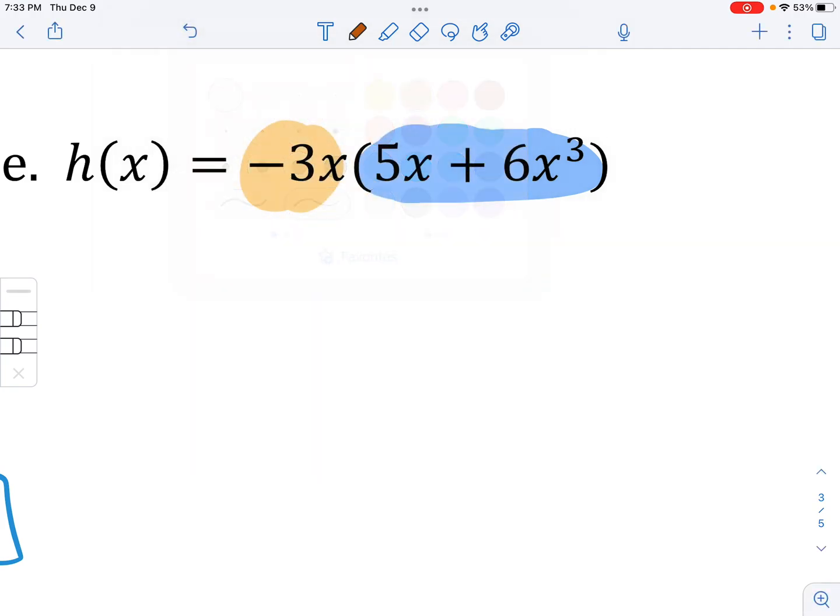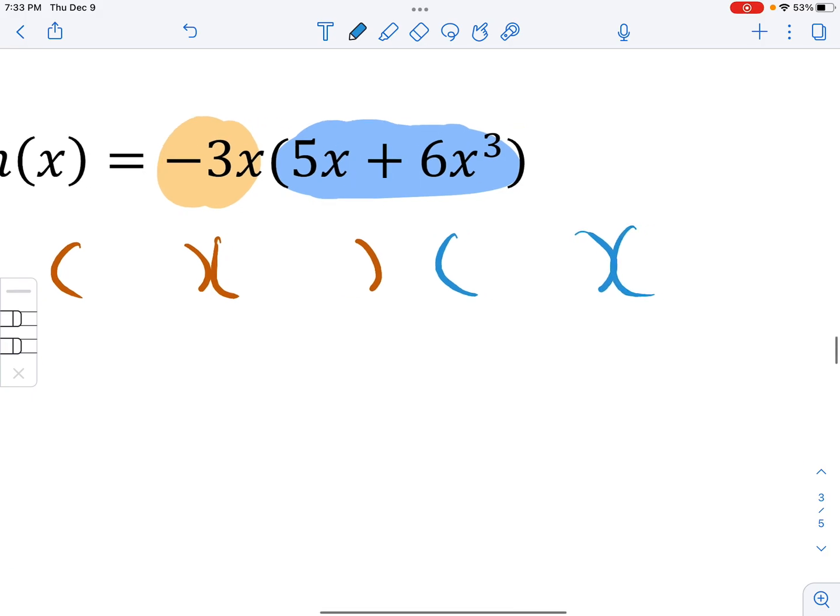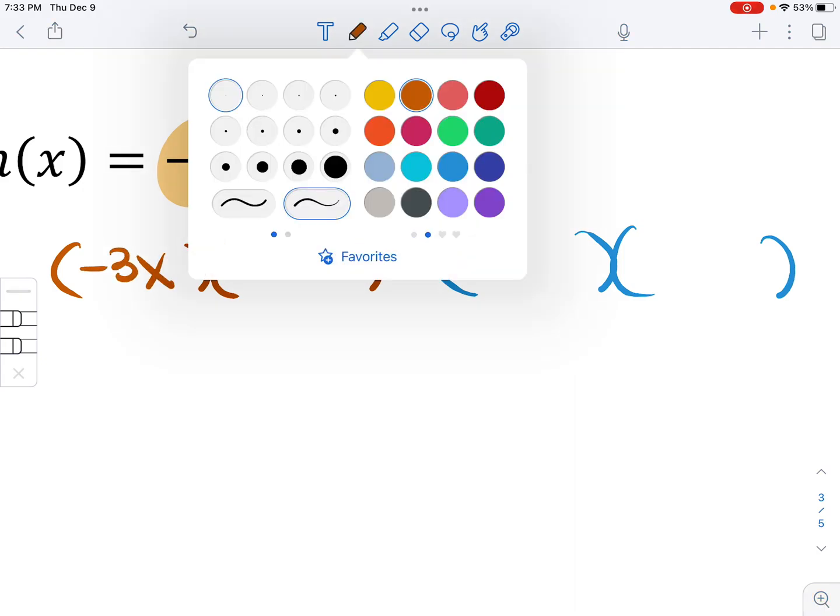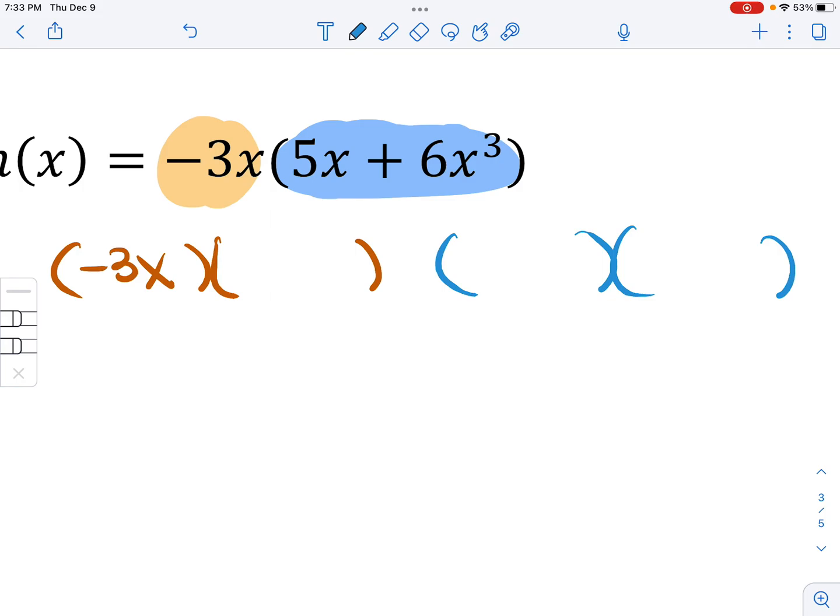Okay, so keep one the same. Do the derivative of the other one. So I'm going to keep orange the same. If I keep orange the same, I'm going to take the derivative of the blue. So the derivative of the blue is 5 plus 18x squared.